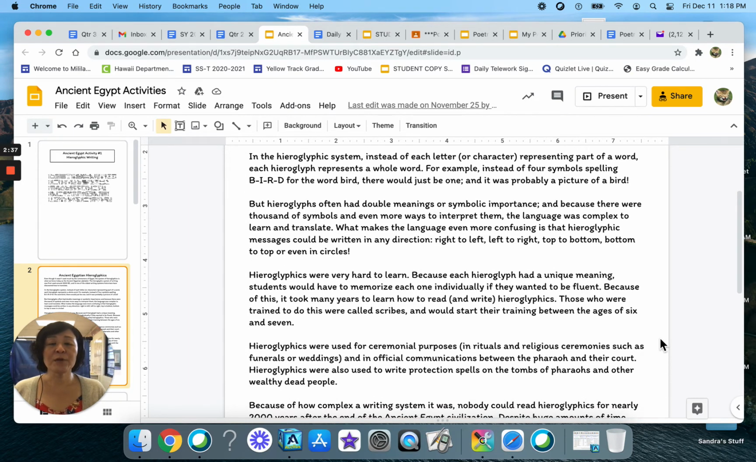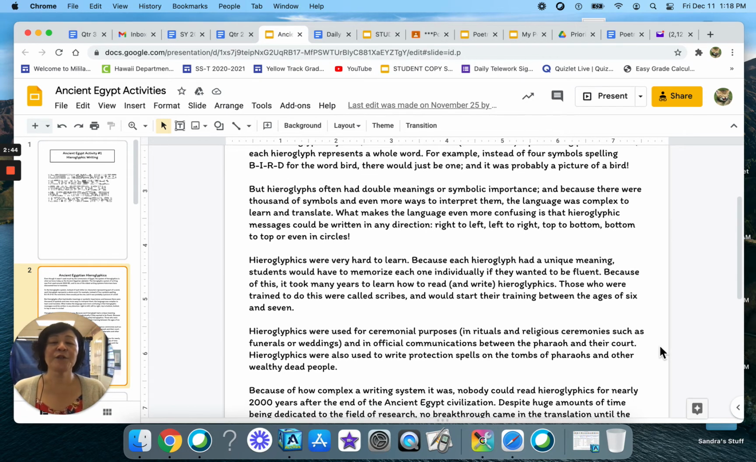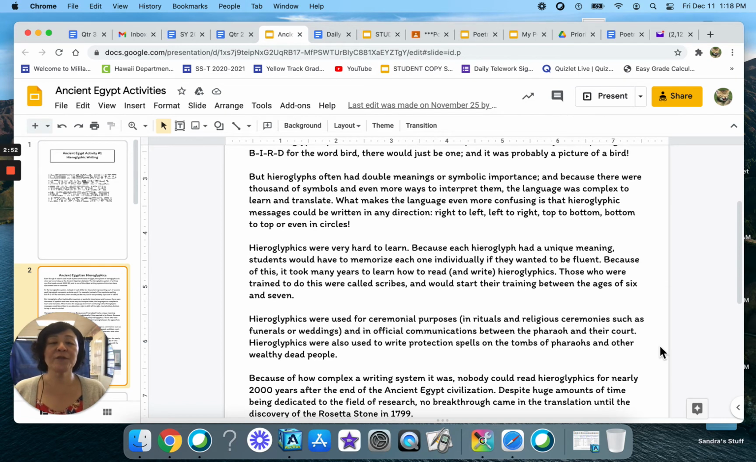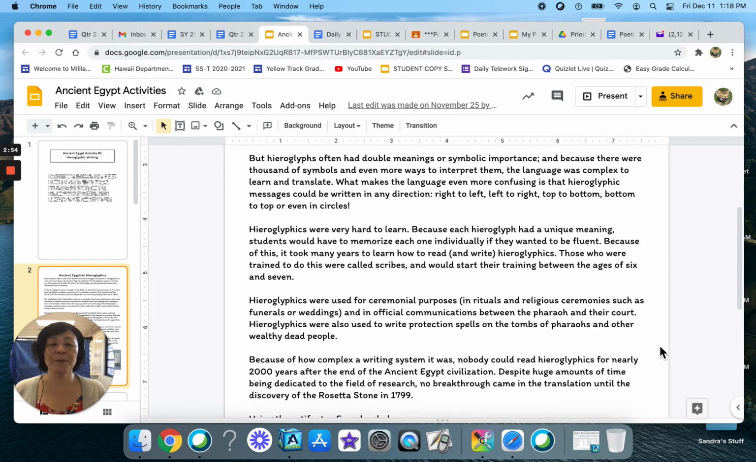Hieroglyphics were used for ceremonial purposes, in rituals and religious ceremonies such as funerals or weddings, and in official communications between the pharaoh and their court. Hieroglyphics were also used to write protection spells on the tombs of pharaohs and other wealthy dead people.